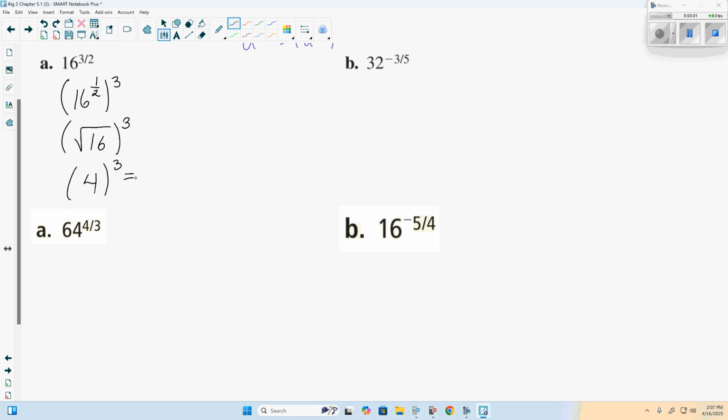So being able to rewrite it from 16 to the 3 halves to the square root of 16, cubed, well, we can take the square root of 16, that's 4. Now 4 cubed: 4 squared is 16, so to cube it, we just have to multiply by 4 one more time. 4 times 6 is 24, carry the 2. 4 times 1 is 4 plus 2 is 6. So 64.